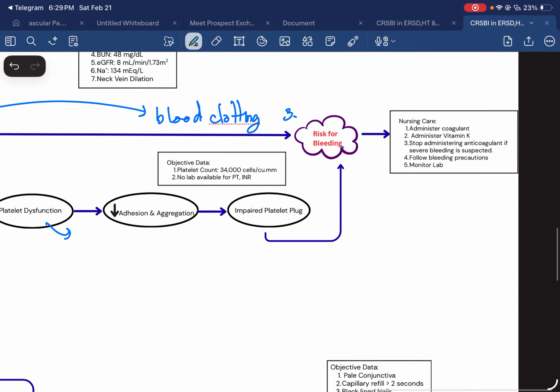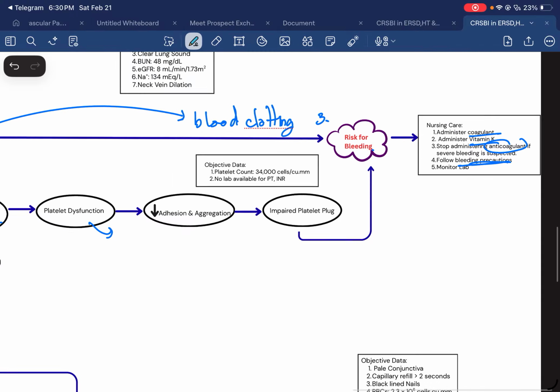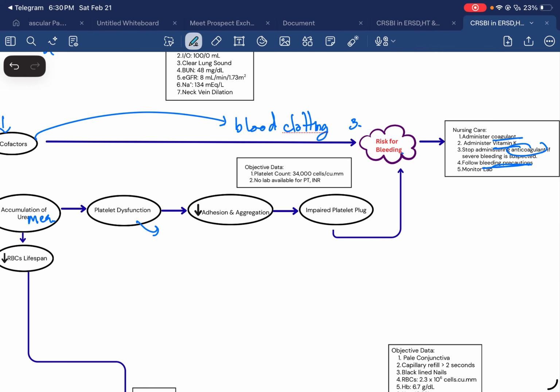So we need to administer coagulant, vitamin K, and stop administering anticoagulant. And we need to follow bleeding precautions, such as using small needles and using a soft toothbrush like that.